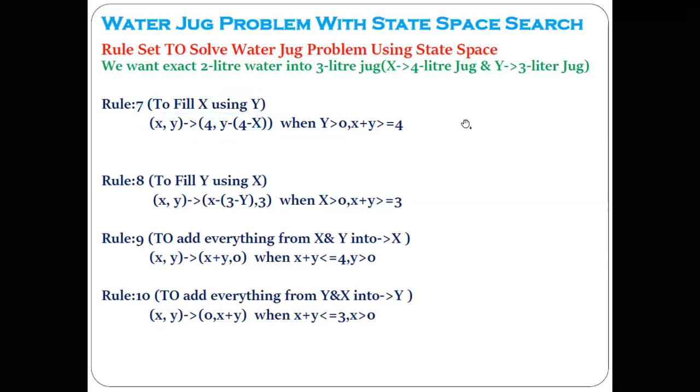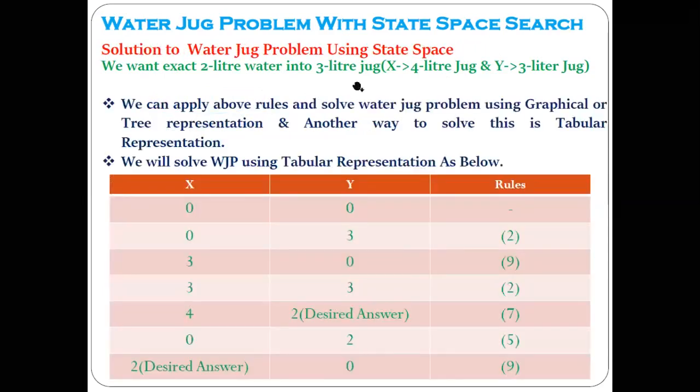And if you go on filling the x jug using that rule, in the fourth step x was 3 and y was 3. Here we will go on filling the x jug until it gets filled completely. Its capacity is 4, and before this it was 3. So if it gets filled completely, it will become full as its capacity is 4. And what will be remaining here? Here there will be 2. And this is nothing but our desired answer, getting exactly 2 liters of water into the 3 liter jug. Here we applied rule number 7.